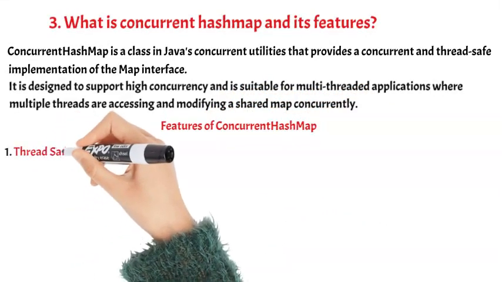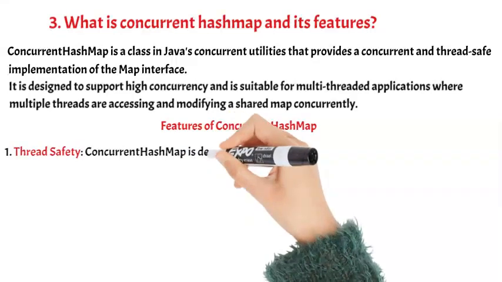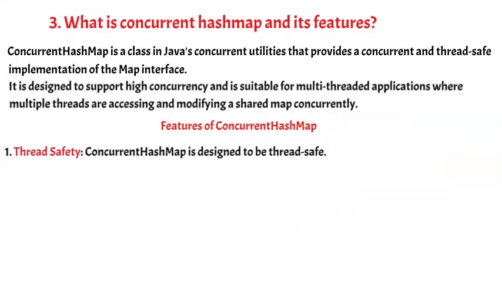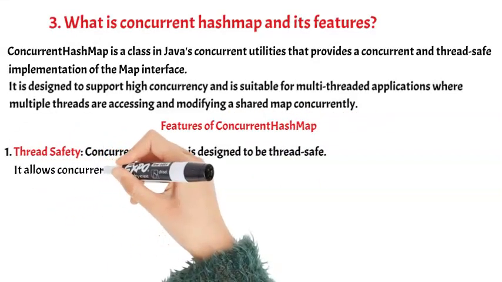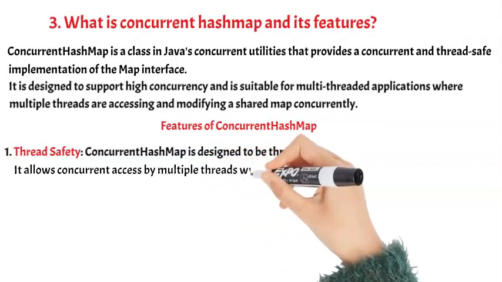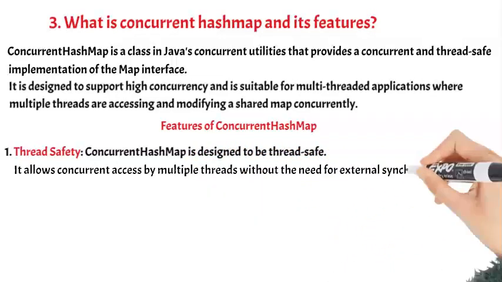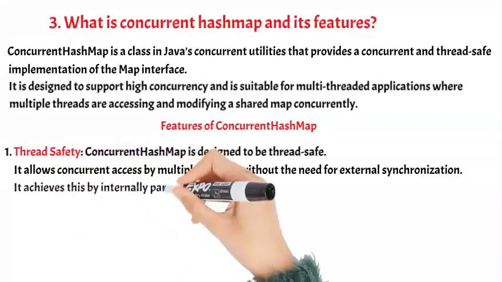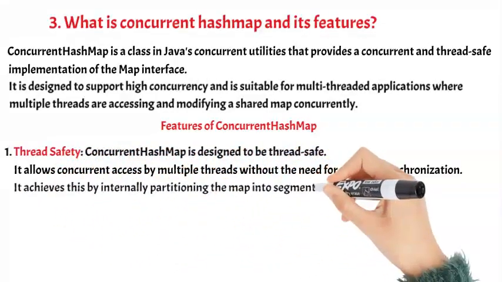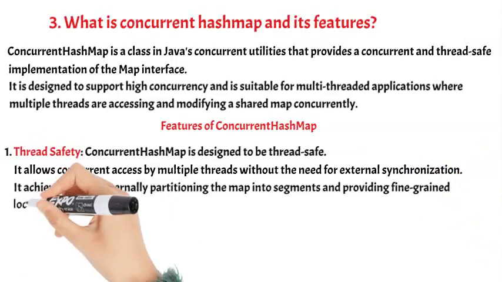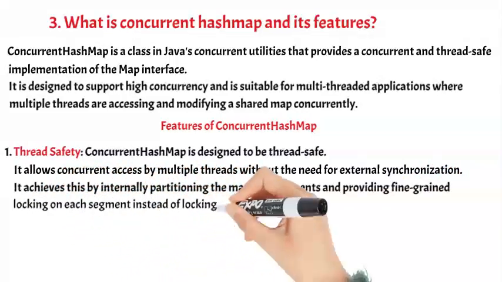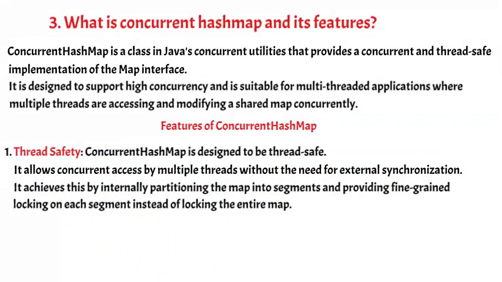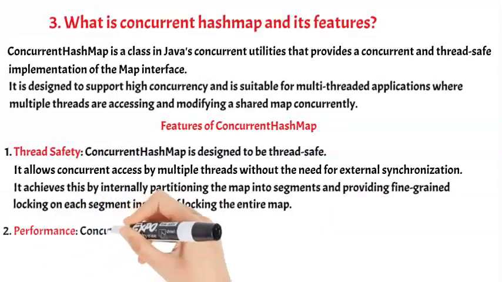1. Thread safety. ConcurrentHashMap is designed to be thread safe. It allows concurrent access by multiple threads without the need for external synchronization. It achieves this by internally partitioning the map into segments and providing fine-grained locking on each segment instead of locking the entire map.